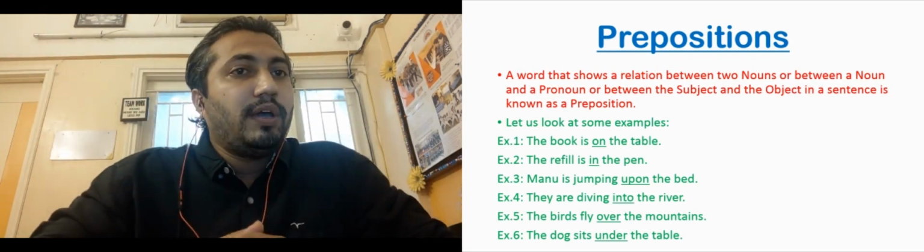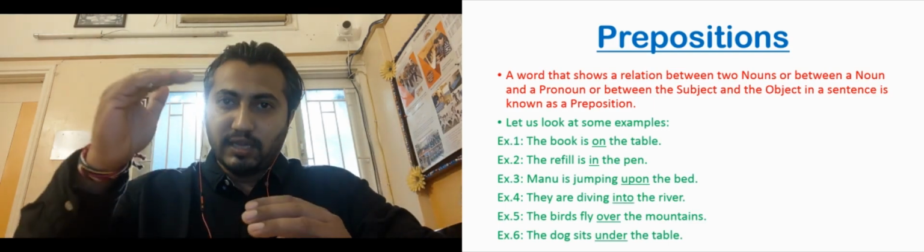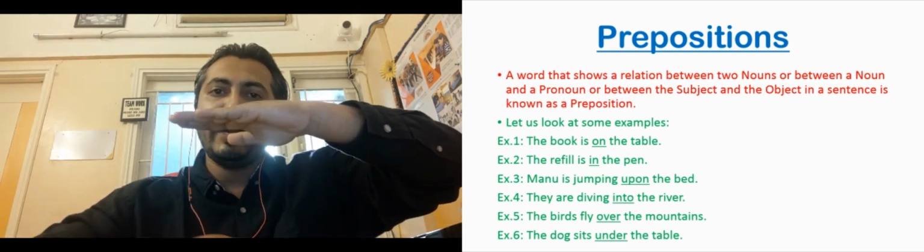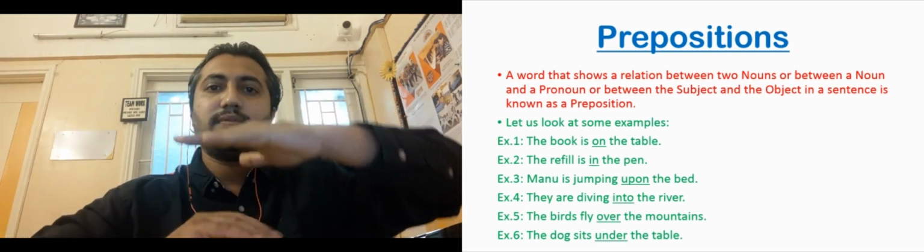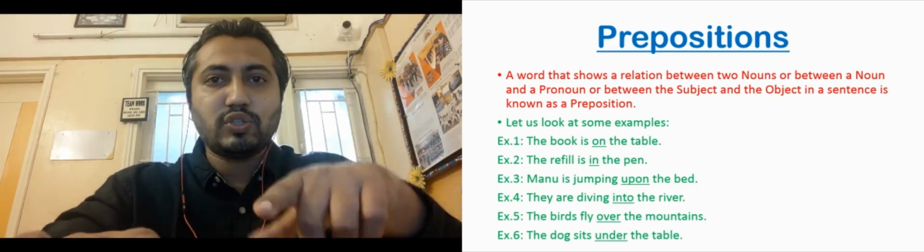Now, the dog sits under the table. If something is under something, the table is here and the dog is here, so we will call it under. The dog sits under the table. I hope you understood these prepositions.